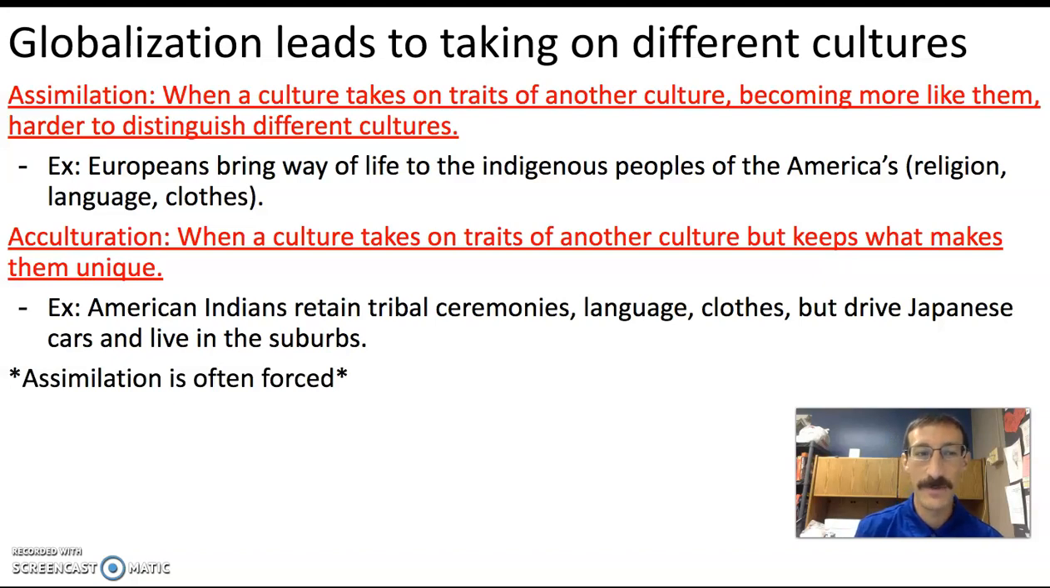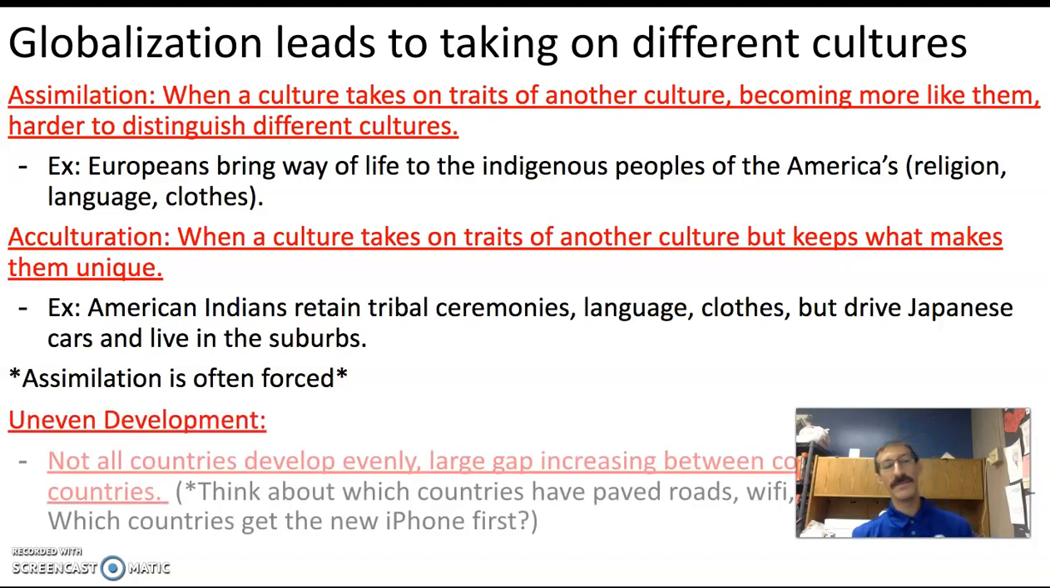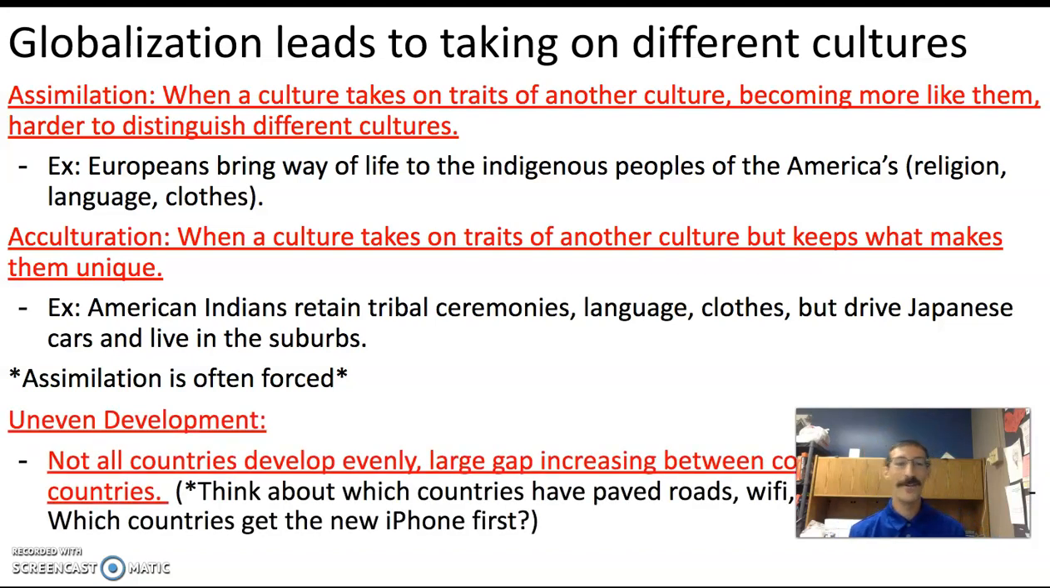Assimilation, though, as we were leading to before we mentioned acculturation, is often forced by other cultures. This also leads to uneven development within globalization because not all countries develop evenly, and we'll expand on this when we get to the development chapter. There's a large and increasing gap between our core and periphery countries. We're thinking about countries that have and countries that have not. Which countries have paved roads, better Wi-Fi access, constant electricity? Which countries get the new iPhone first?